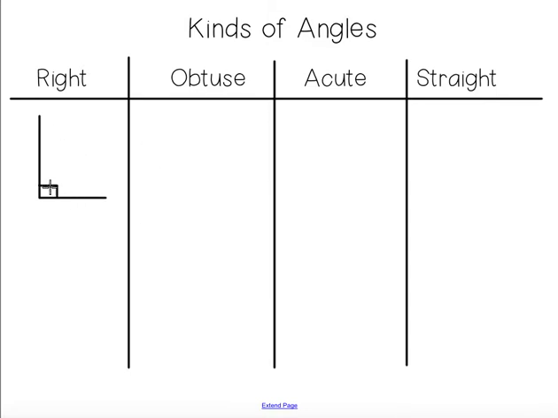And usually they will have a little square in the corner of the angle to indicate that it is a perfect 90-degree angle. So anytime you see that, no matter what direction it's facing, if you see that little square, you will know that it's 90 degrees. Okay, so we can put a little note, 90 degrees.